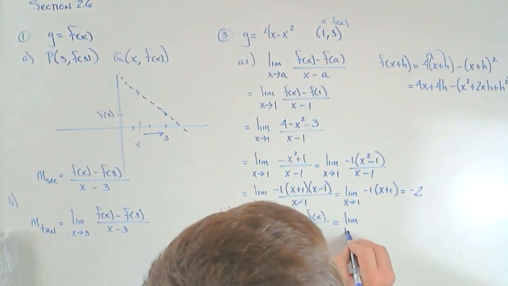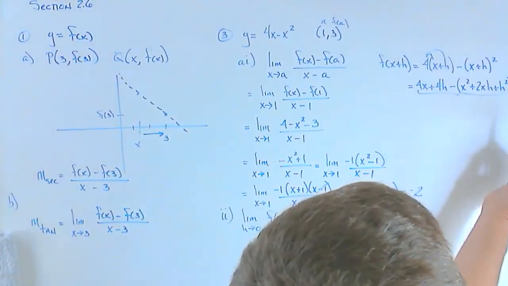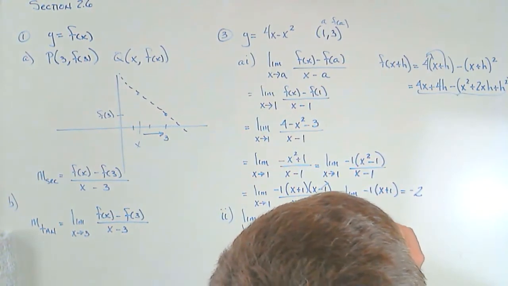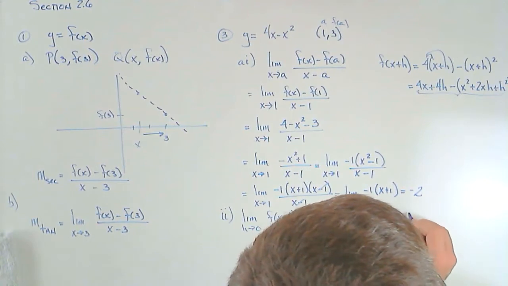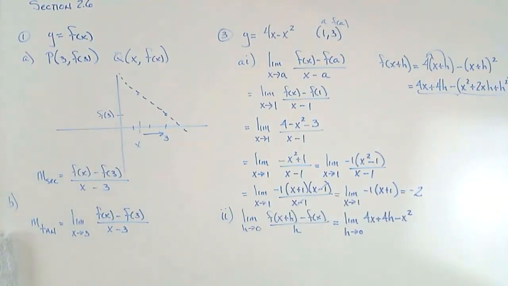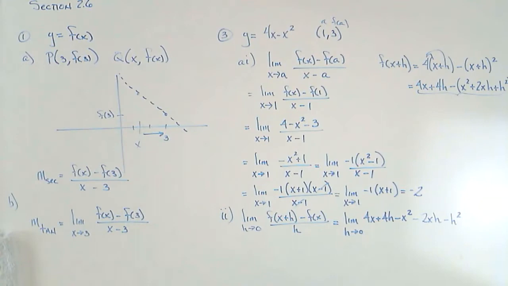We're going to get the limit as h goes to 0. We're going to get f of x plus h. So we're going to get all of this, right? So what do we have? We have 4x plus 4h. I'm going to distribute here. So I get minus x squared minus 2xh minus h squared, right? Now I have to subtract f of x. All divided by h, okay?